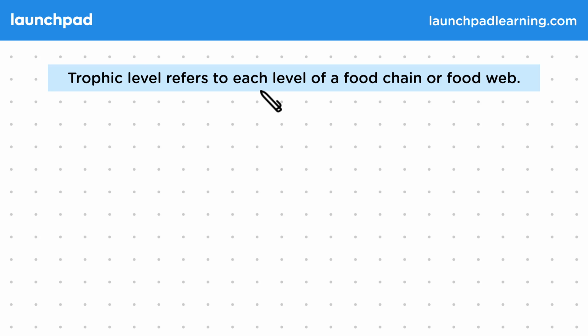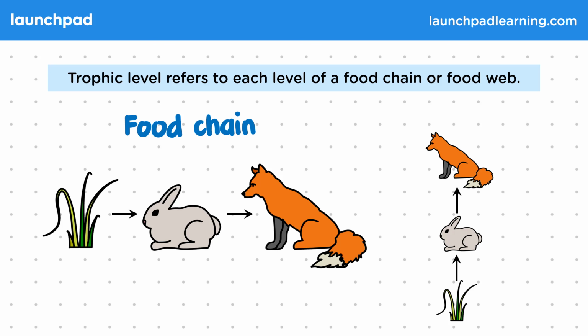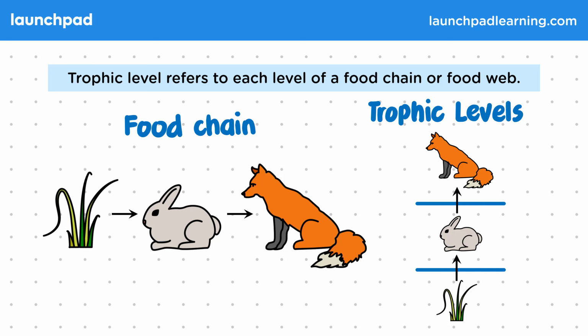Trophic level refers to each level of a food chain or food web. This diagram shows a food chain. Although food chains are generally written horizontally, it is easier to think of trophic levels by thinking of them vertically. Each position in a food chain is called a trophic level. These are the levels between which energy is transferred when one organism consumes another.